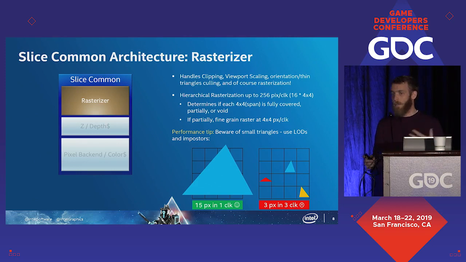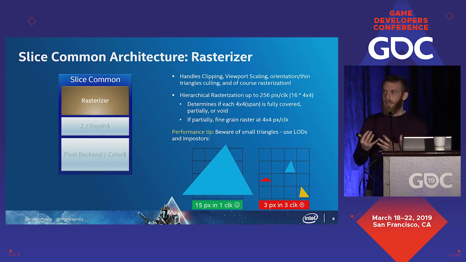So as a performance tip, really pay attention to the ratio of primitives to pixels you have, and you can improve that by using level of details, using imposters, doing stuff like size culling, which I already mentioned in the previous slide, and try to increase the ratio of pixels to primitives.